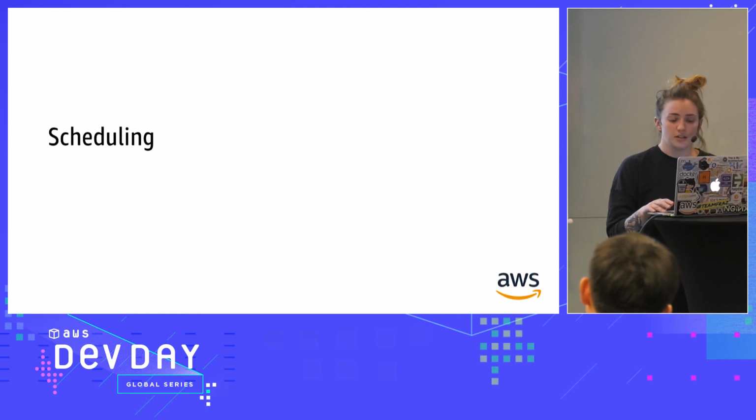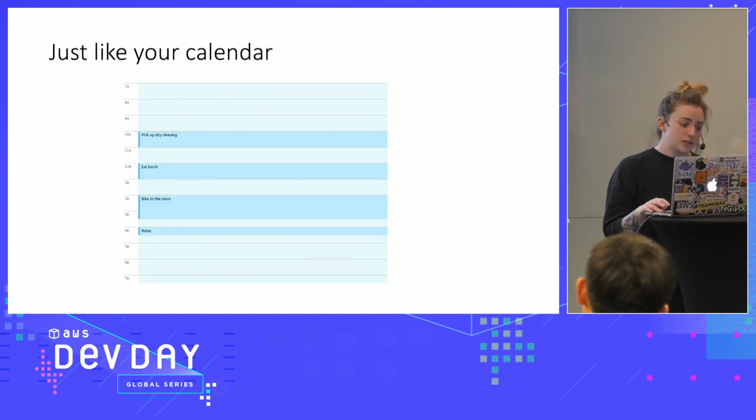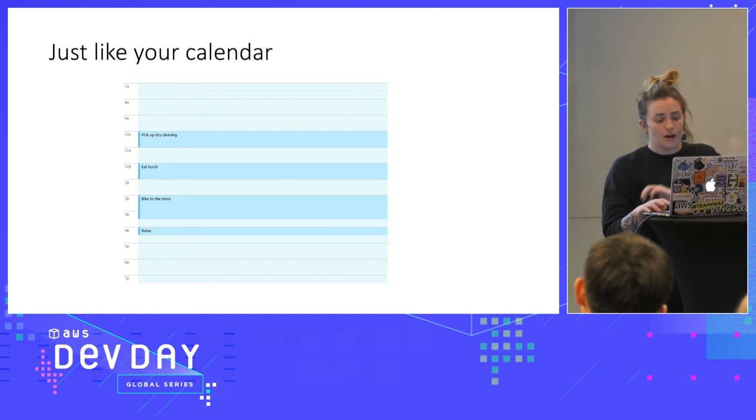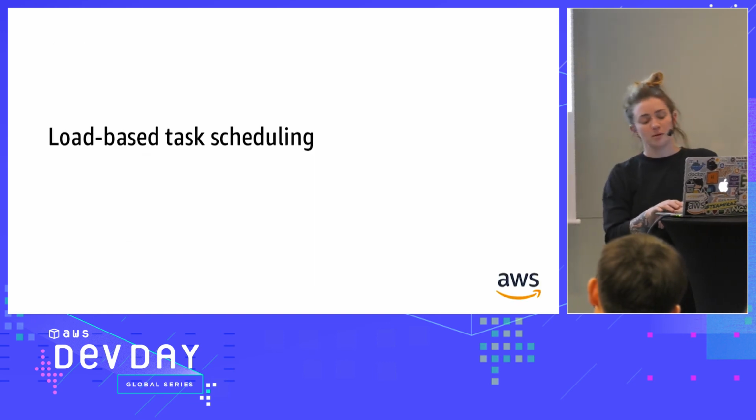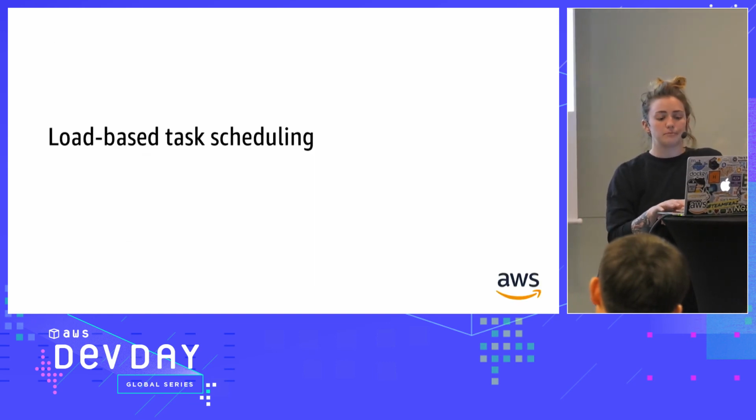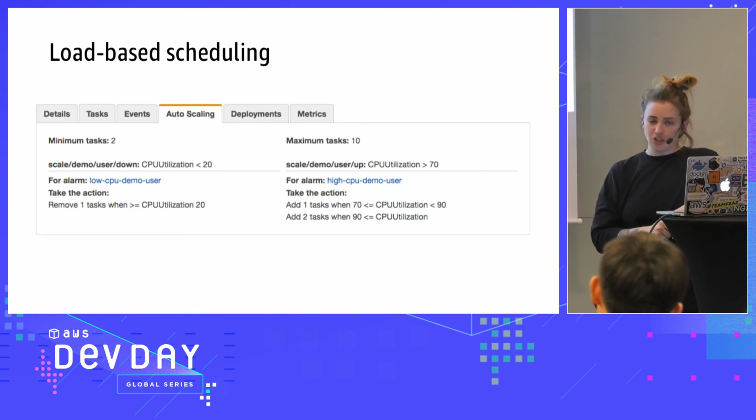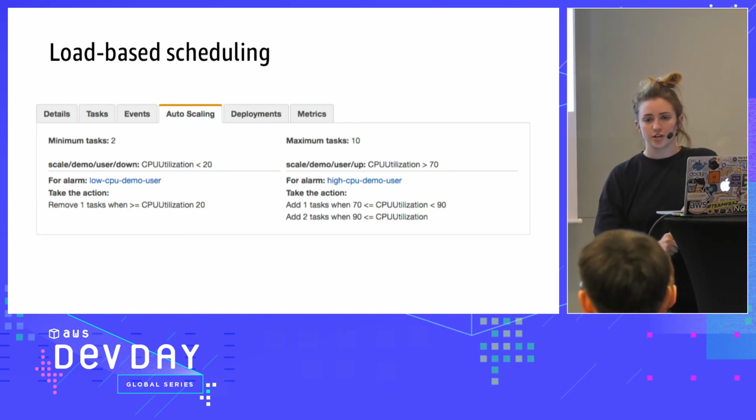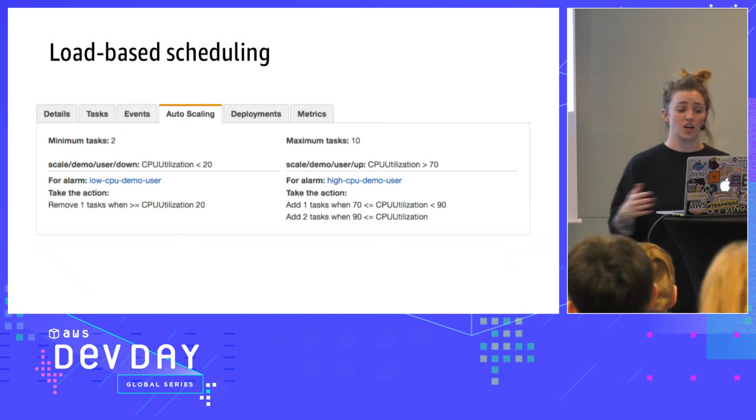So if you want to use up all of your resources, if you want to spread very carefully, that is all possible. A little bit on scheduling before we wrap up. Just like your calendar for people, but for tasks. Couple things that I can do. So a good production example of this would be load-based scheduling.